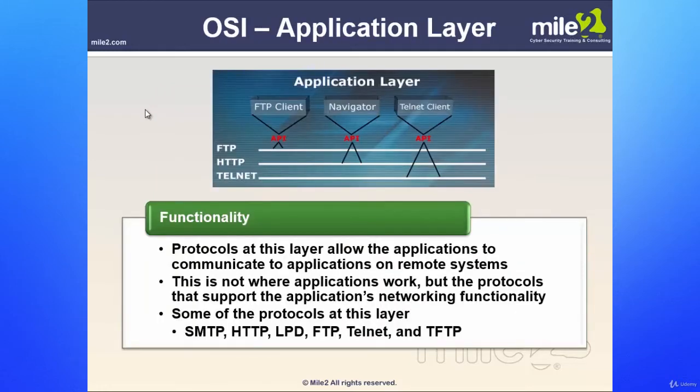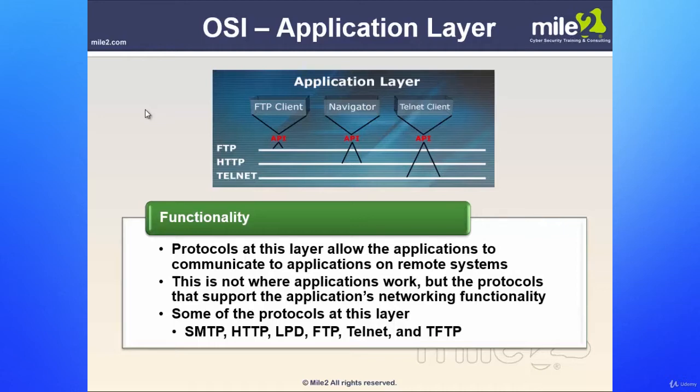Let's take a peek at the application layer, which is the top layer, also known as Layer 7. Now, Layer 7 is the application, as we already mentioned. This is where protocols are going to be allowed the applications to communicate to applications on the remote system. All right, now this is not where the applications work, but the protocols that support the application's networking functionality.